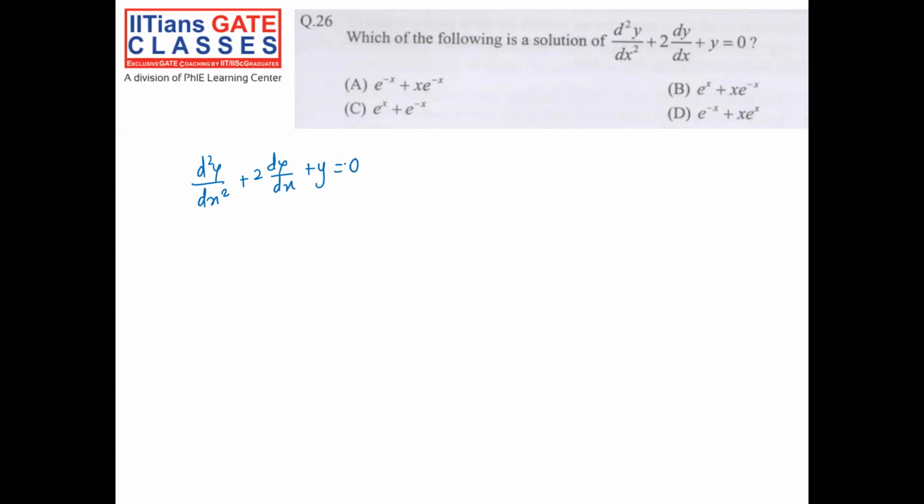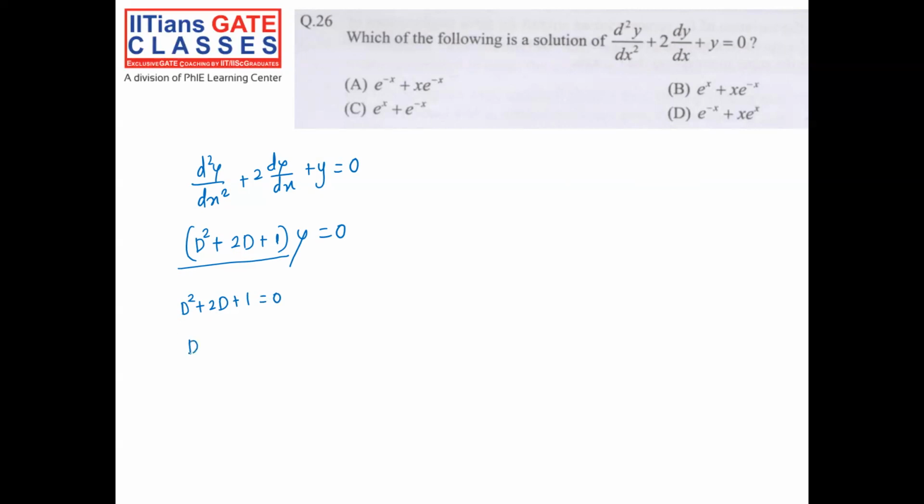So let's try to write it in terms of capital D. We know that we can write d by dx as capital D. So it is D square plus 2D plus 1 times y equal to 0. And now we have to treat this as an algebraic equation and solve it. So it will look like D square plus 2D plus 1 equal to 0.